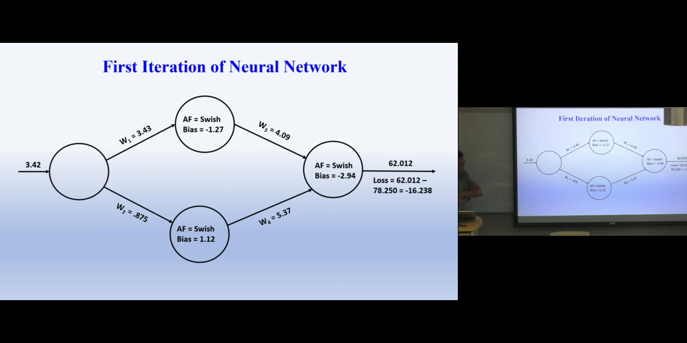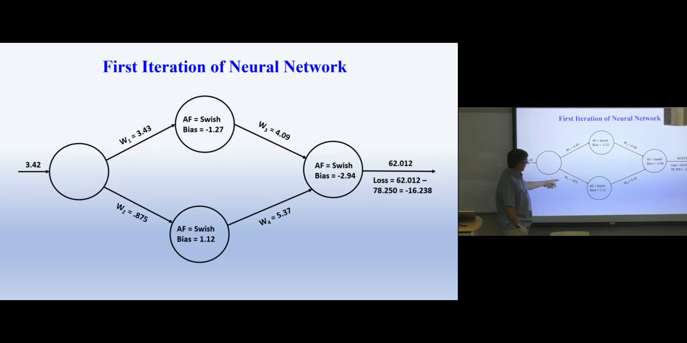Now, here you go. 3.42, that's your first GPA, comes in at the input node. All it does is transfer this 3.42 up this path and this path, because I've only got two neurons in my hidden layer. What do I get? 3.43 times 3.42, and then add the bias. So 3.42 times 3.43, say 11, minus 1.27 gives me a 10.